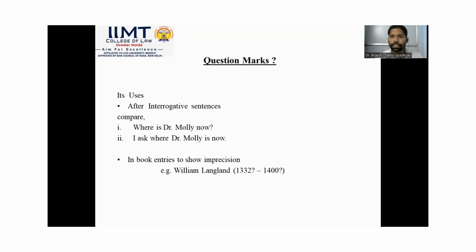Question marks are used in interrogative sentences, but it can be used in book entries when you are uncertain. For imprecise details, for imprecise states, you write a question mark in the second form, you can see this. The first one is ordinary, which is known to everyone, is common. But the second one, which you can also note in book entries.